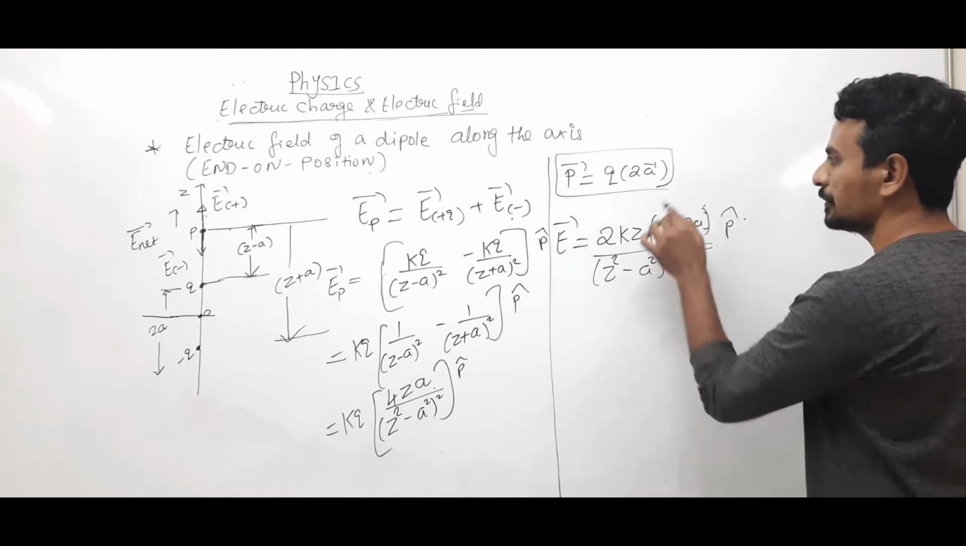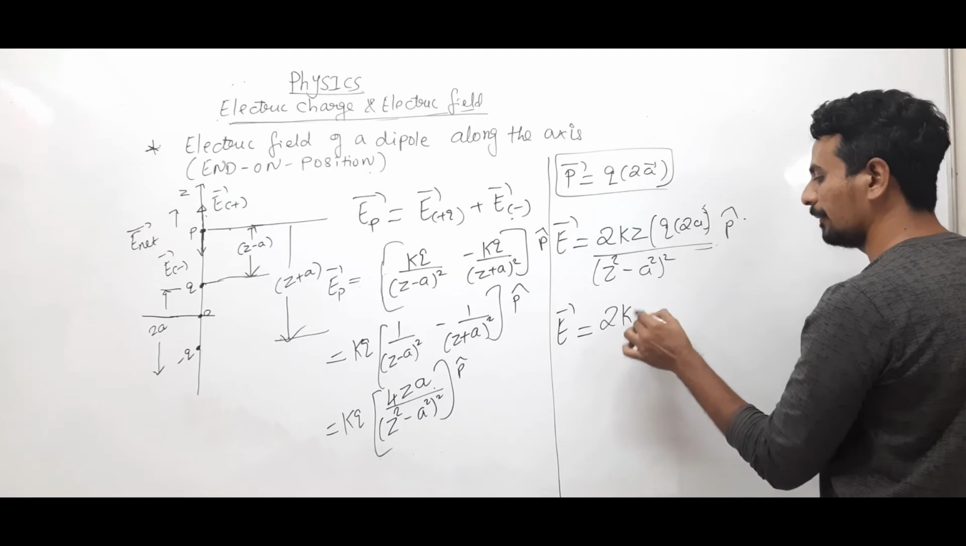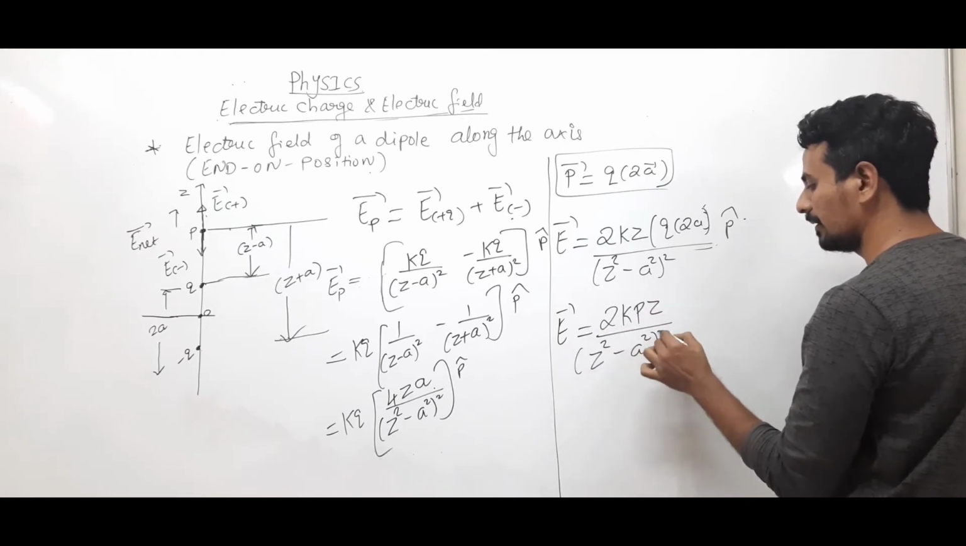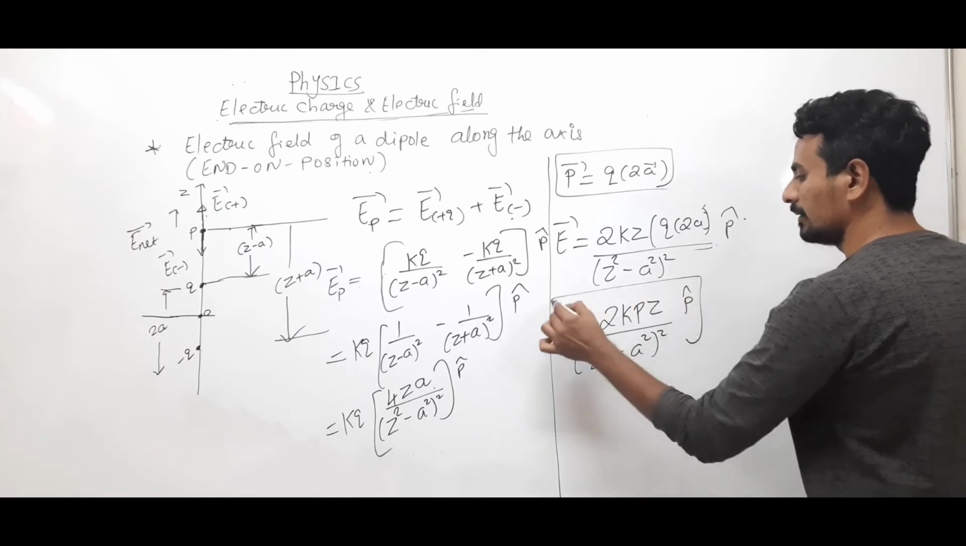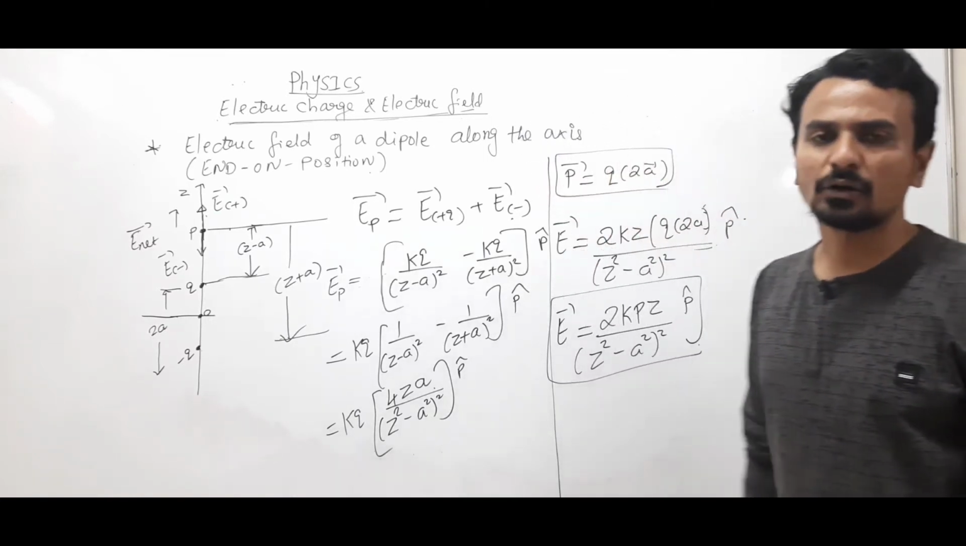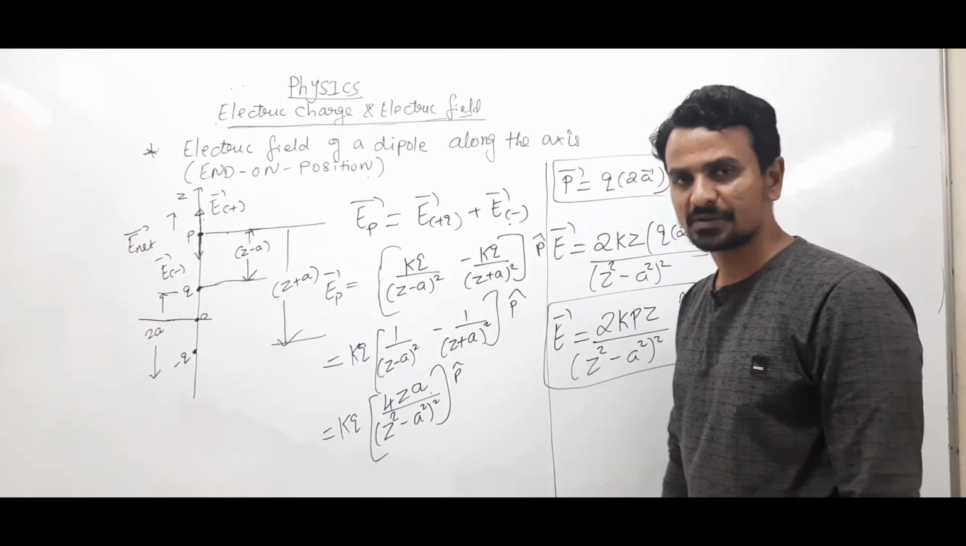What is q into 2a? P. So net electric field will be 2kpz upon (z square minus a square) the whole square p caret. This is what is electric field because of a dipole along the axis. 2kpz upon (z square minus a square) the whole square.